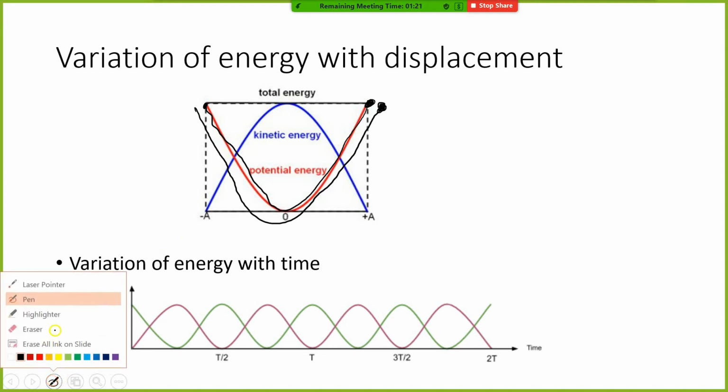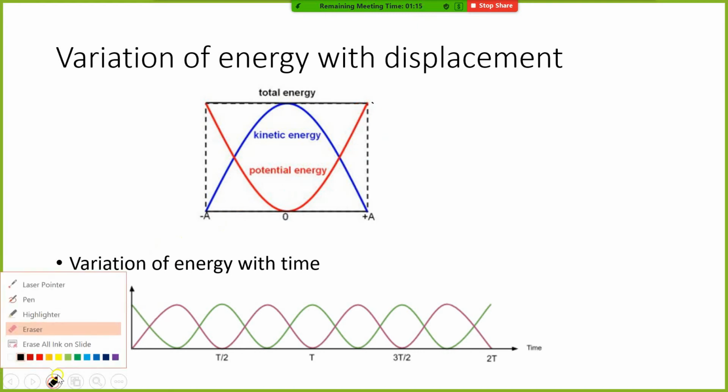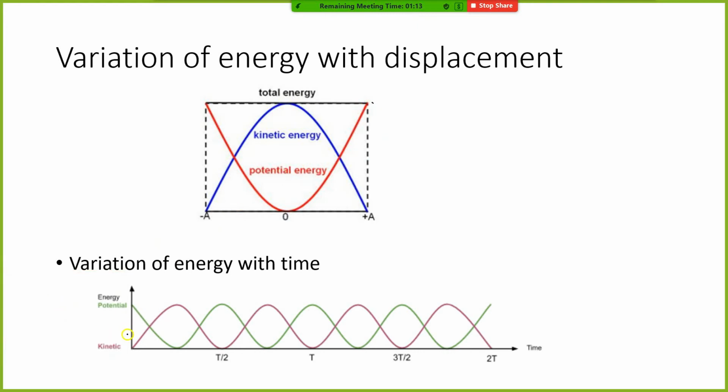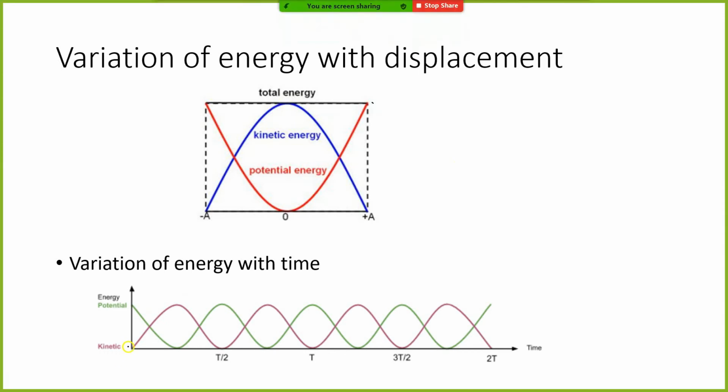The time taken to complete one oscillation is what we call the period. So let's now look at what is happening with the kinetic energy as it moves from the amplitude all the way back to the amplitude again. So this is what is happening. I have less than a minute, so I'll restart the session and then we pick up from there, all right? Yes, sir. This one is a little bit harder to understand, but we're going to look at it.